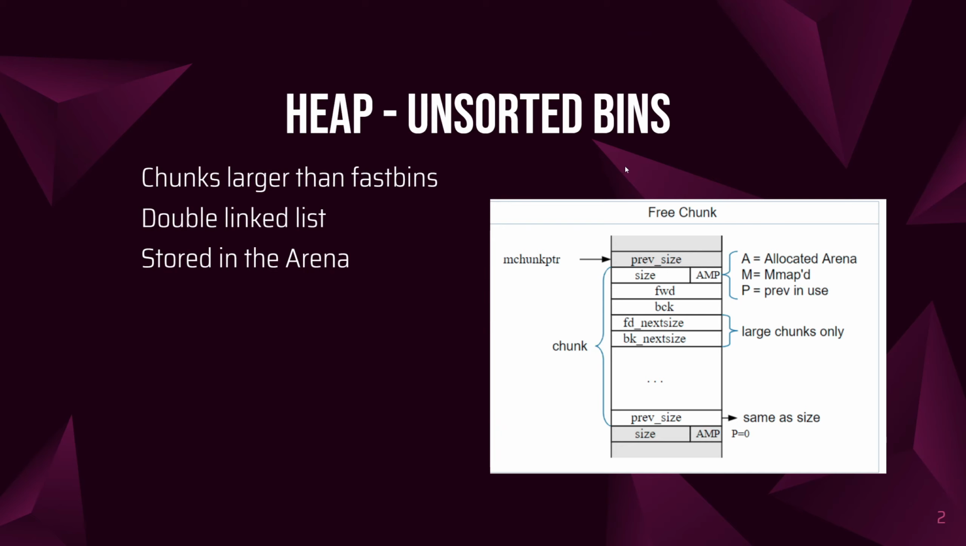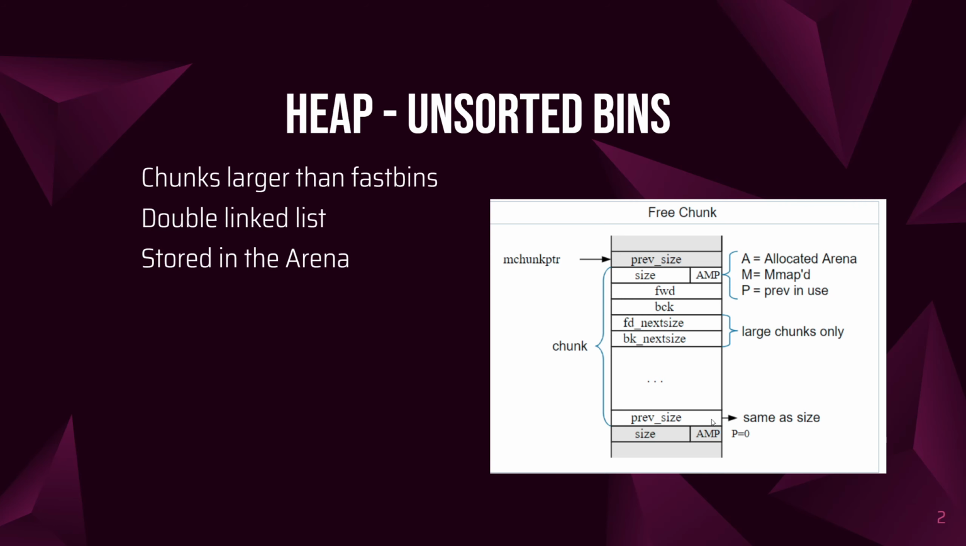It should though. As we know, chunks that are larger than fast bins get put in the unsorted bin list. It's a doubly linked list, and the beginning pointers are stored in the arena. Off to the right, we have the image we've seen before of what the heap structure of a free chunk looks like. We have the size with the previous, M-mapped, and non-main-arena bits set. We have the forward and backward pointers, and then if it's a large chunk, the forward size and backward size. That doesn't matter for us today.